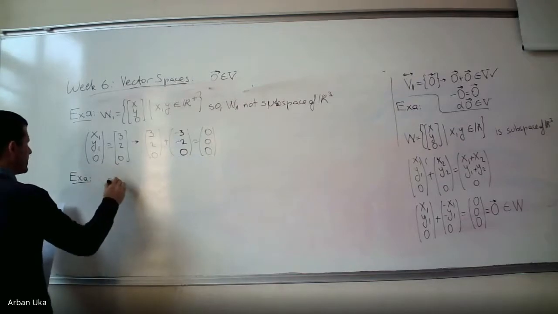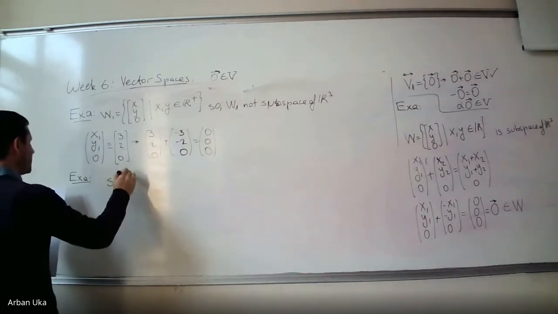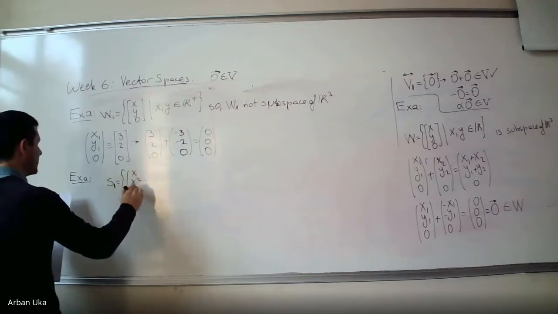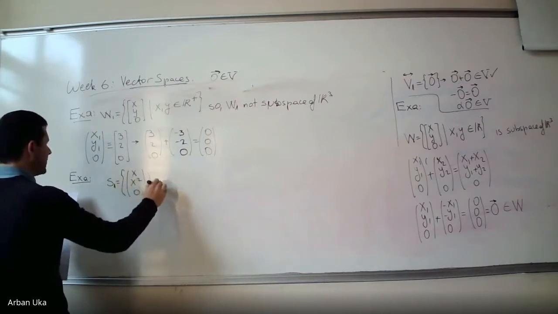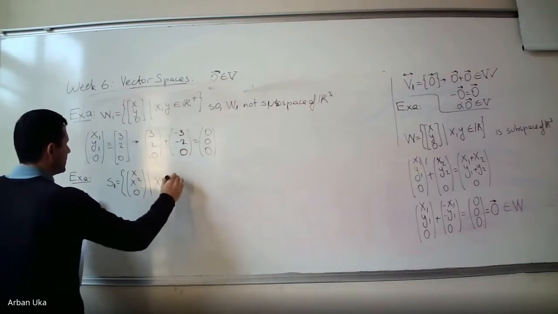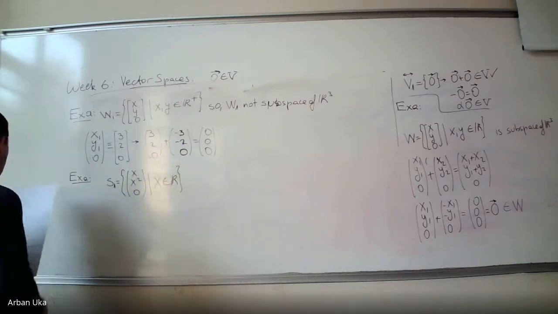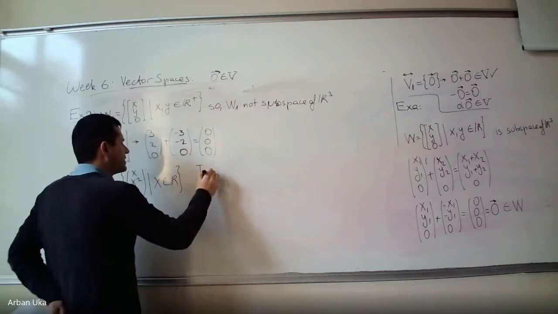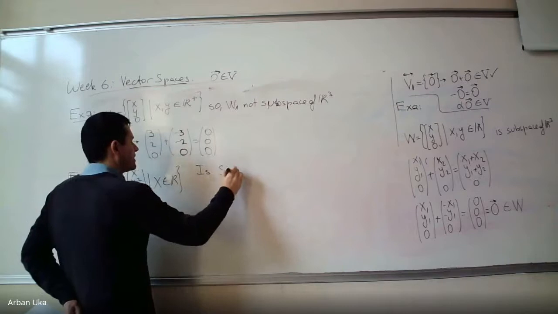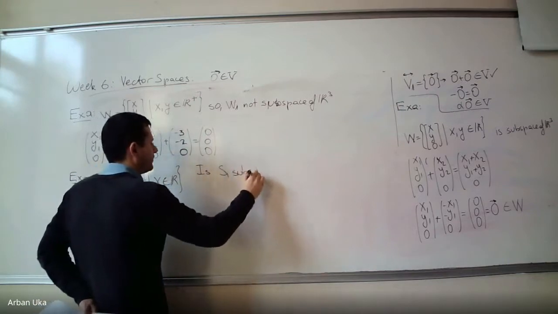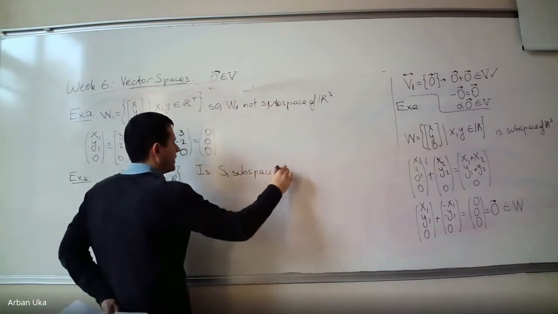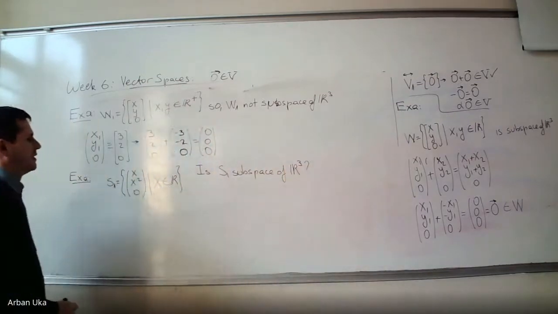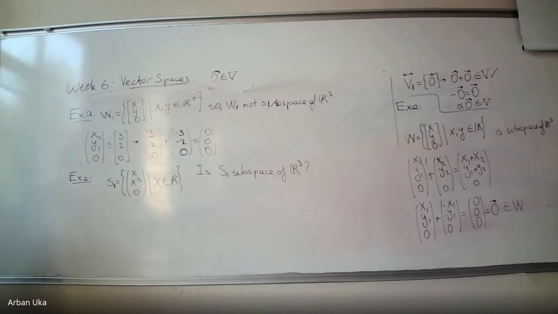Let's assume we have a set S1, which is defined as a triplet of numbers x, x squared, and 0, such that x is an element of real numbers. Okay? And the question is the following. Is S1 a subspace of R cubed? This is the question. How can we answer this?